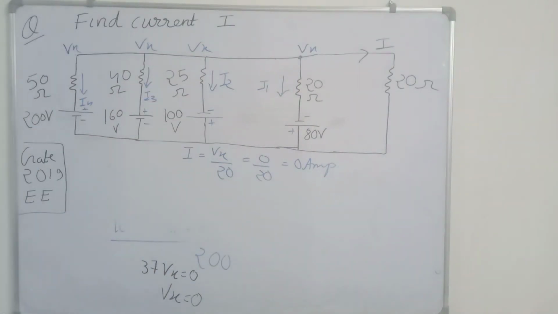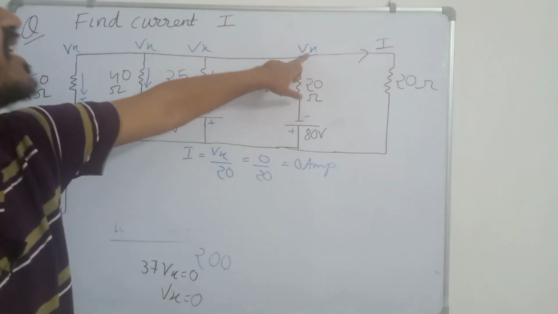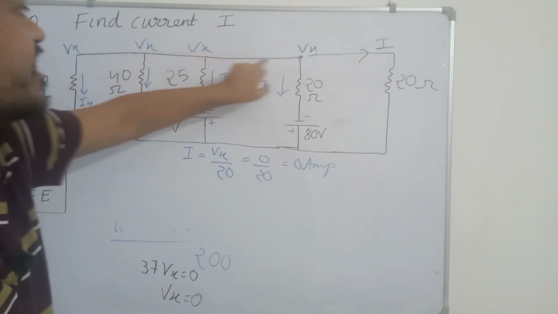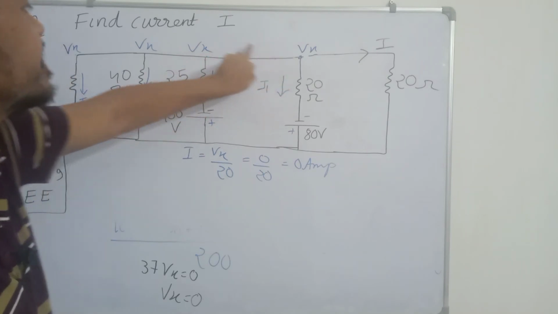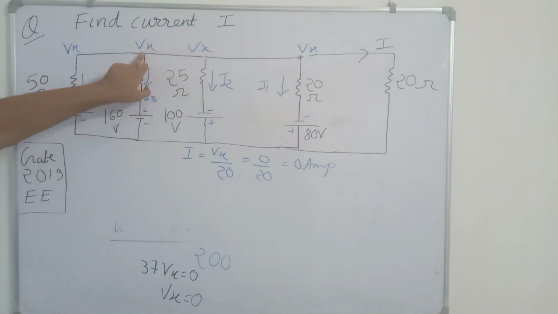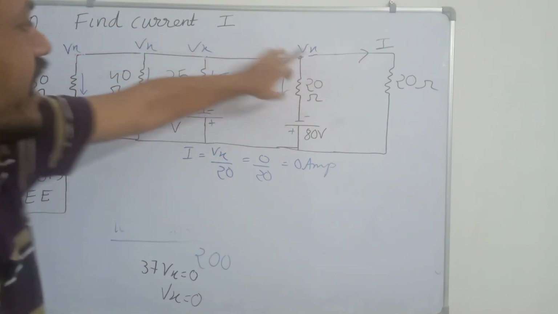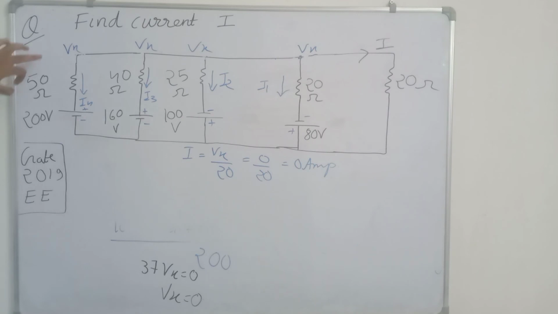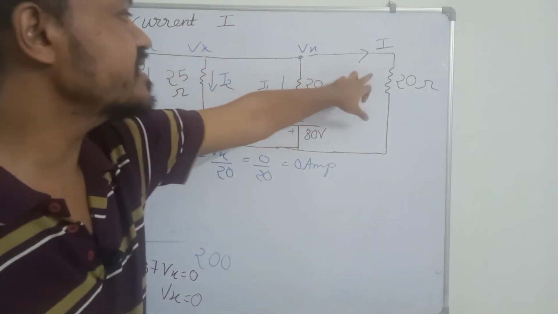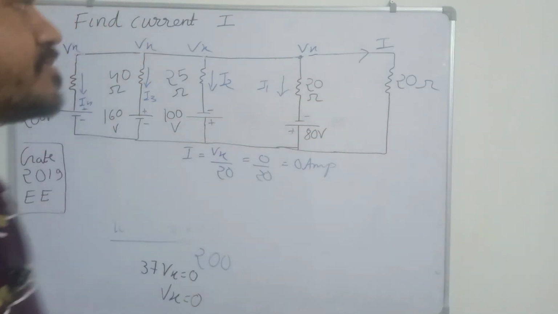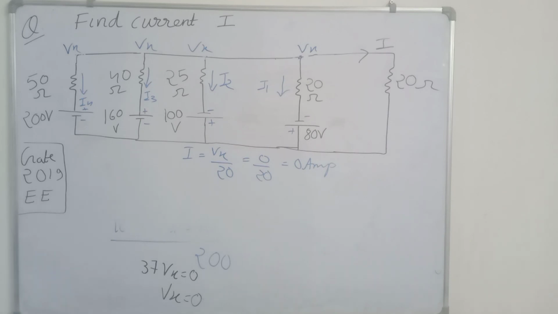So we can easily solve this question also. Just assume this voltage as Vx. So this voltage will also be Vx because this is shorted. There is no resistance in between. So this voltage will also be Vx because there is no resistance in between. And this voltage will also be Vx. So all are shorted paths. So the voltage of all will be Vx only. And this current is Vx upon 20. So in this way we can solve this question.